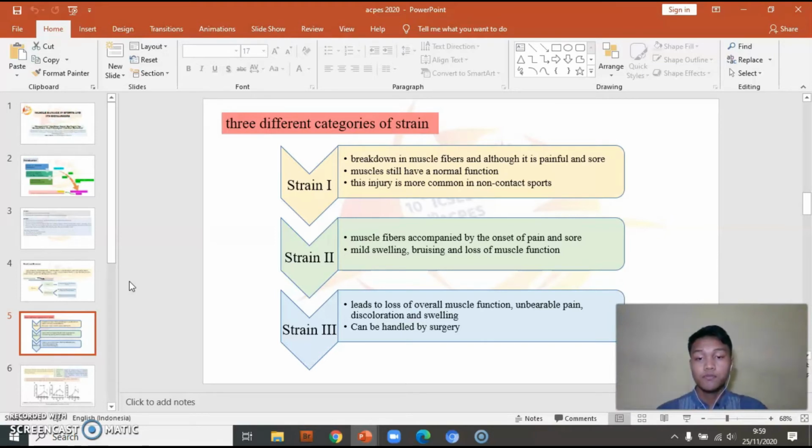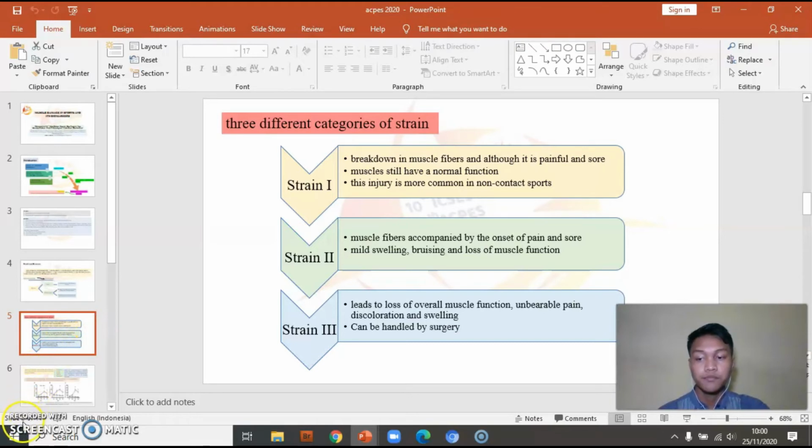Strain 2, muscle fibers accompanied by the onset of pain and sore, and mild swelling, bruising, and loss of muscle function. Strain 3 leads to loss of overall muscle function, unbearable pain, discoloration, and swelling. And then the last can be handled by surgery.